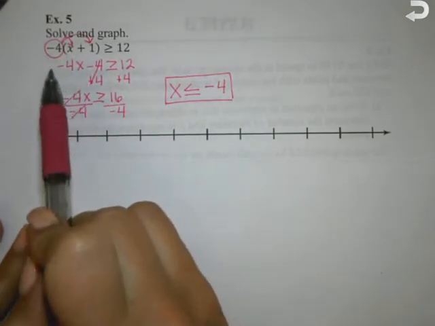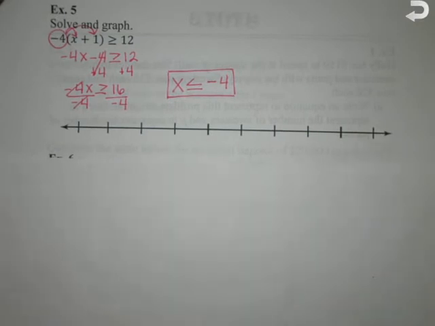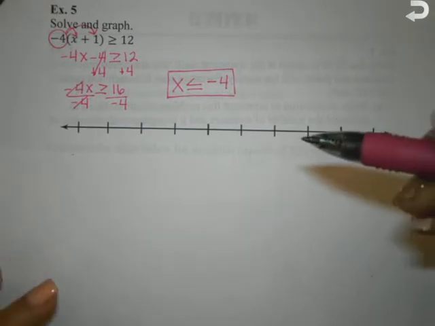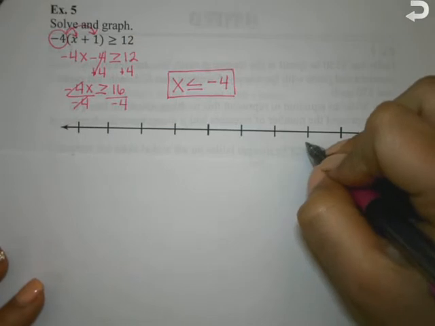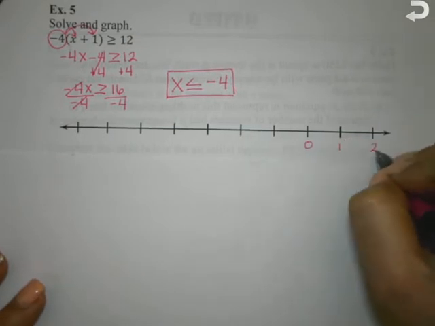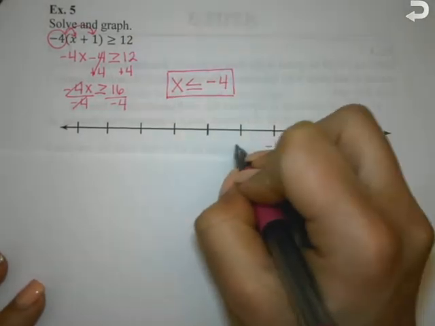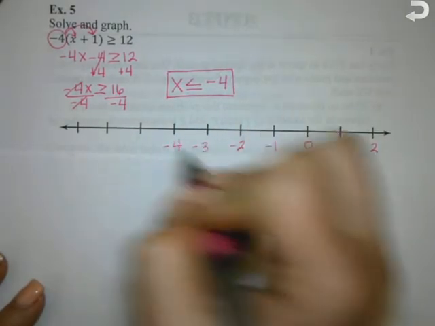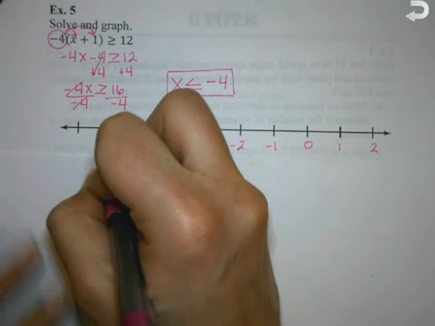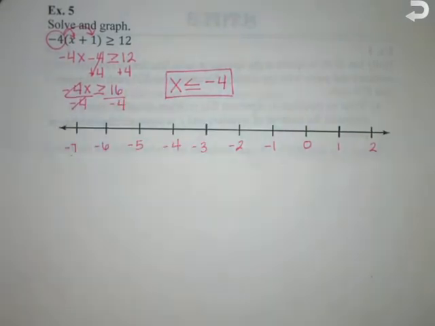So to graph that, we are going to graph on the number line. So we need to label some points. Where do you guys want to start? What if we do like 0 right here? So 0, 1, 2. This would be -1, -2, -3, -4, -5, -6, -7. So draw your number line.